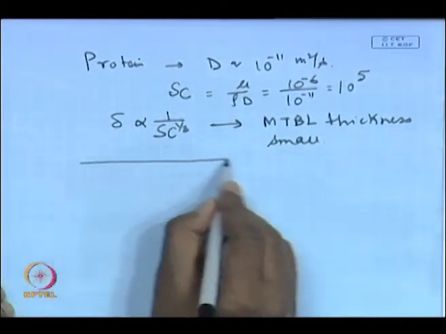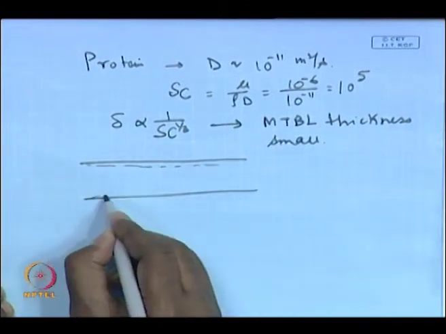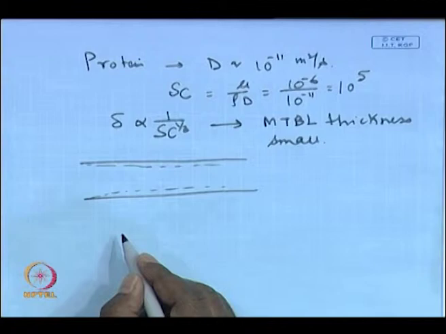That means, in the tube the mass transfer boundary layer will be extremely small compared to the radius of the tube. Now, our concentration is varying within that thin boundary layer, not outside. Outside, C is equal to C naught. So, since the boundary layer thickness is pretty small, we can neglect the curvature effect.